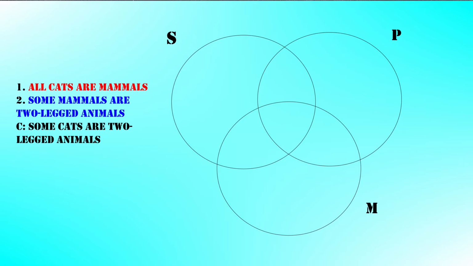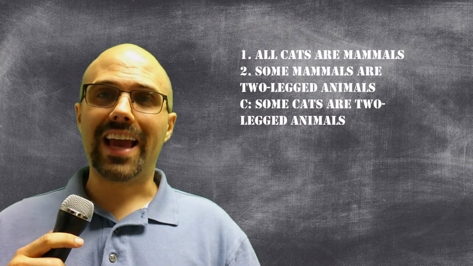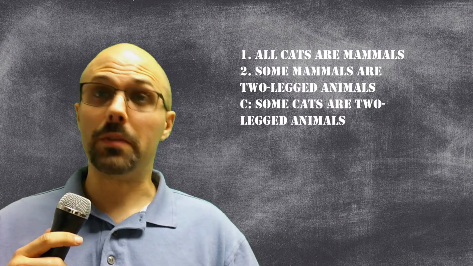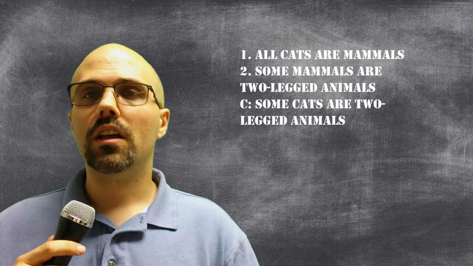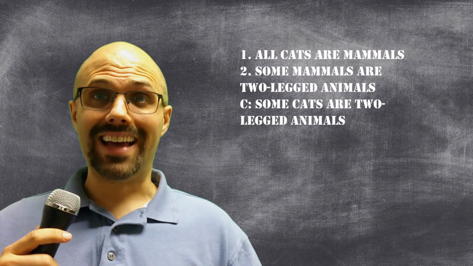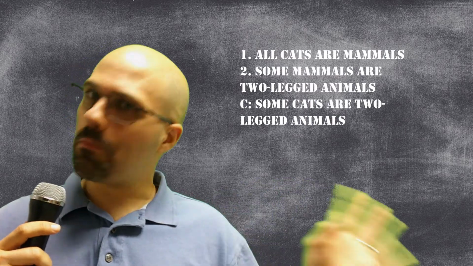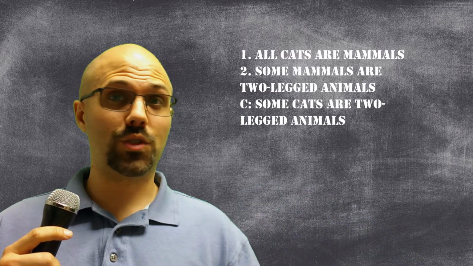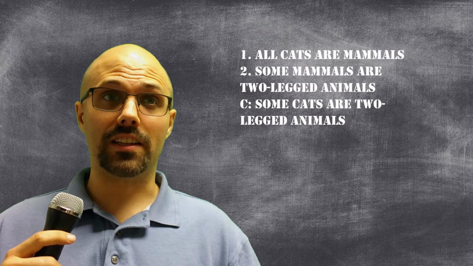Now, right away, something should strike you as a bit weird. That conclusion seems false, right? I mean, a cat might happen to have two legs, but no cat is a two-legged animal. Humans are two-legged animals, but cats are not. Don't worry about that. That's going to matter eventually in terms of how we evaluate this argument, but at least at the start, that should not be a factor in your analysis.